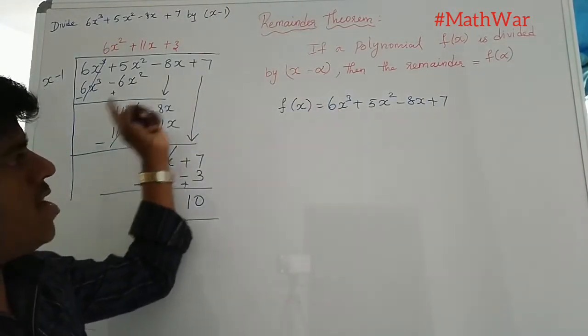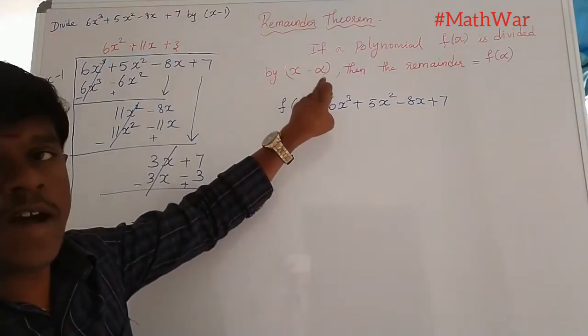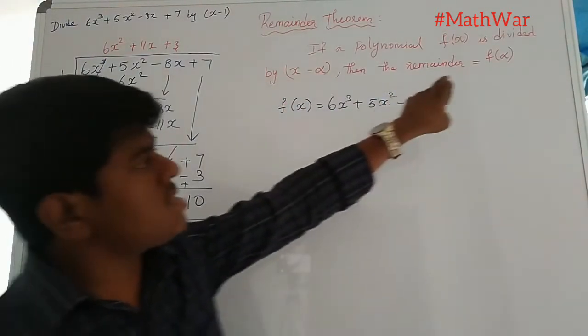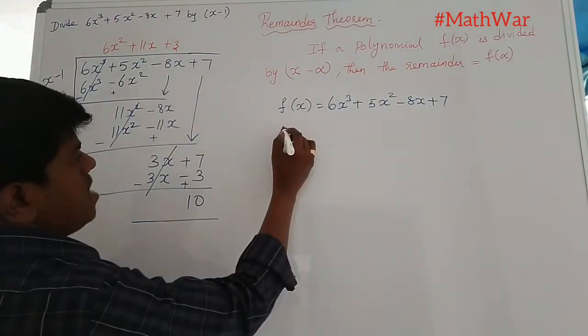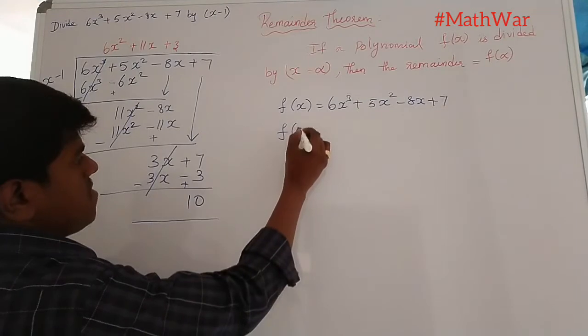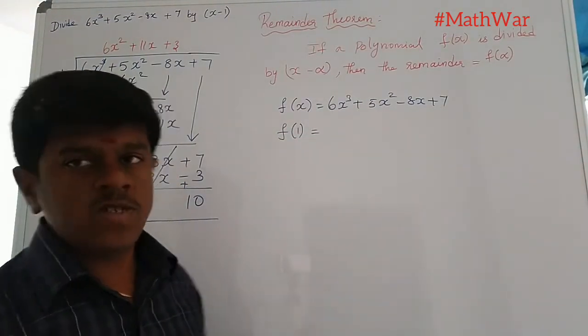X minus 1 we divided. As per the definition, it is x minus alpha. When it is divided by x minus alpha, the remainder is f of alpha. In the same way, x minus 1 is here, so alpha is 1. So if you find f of 1, we will get the remainder. We will check it out now.